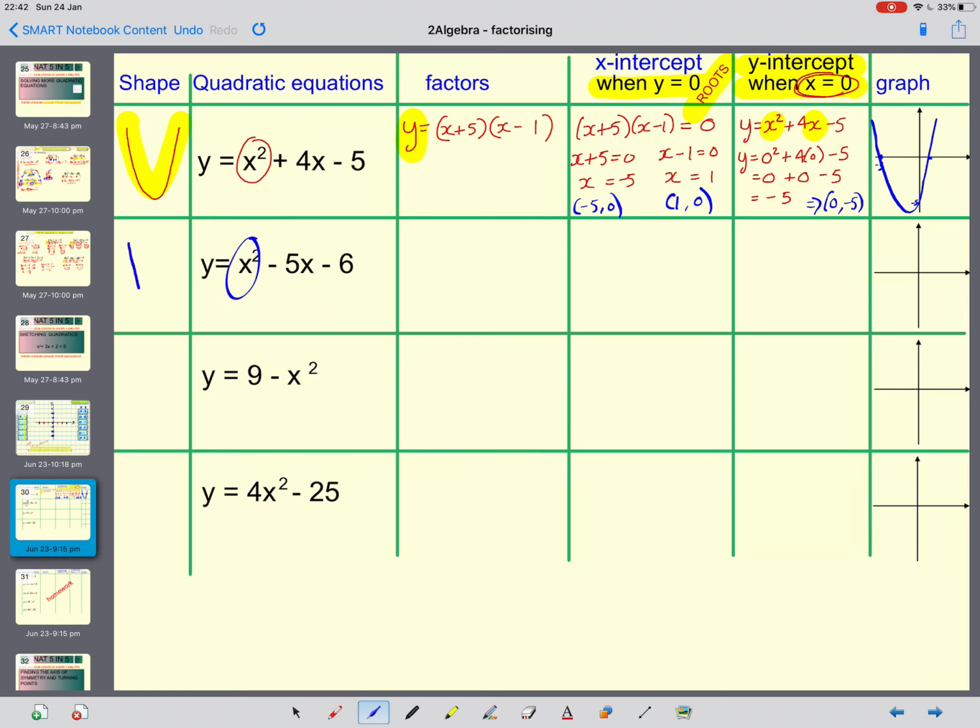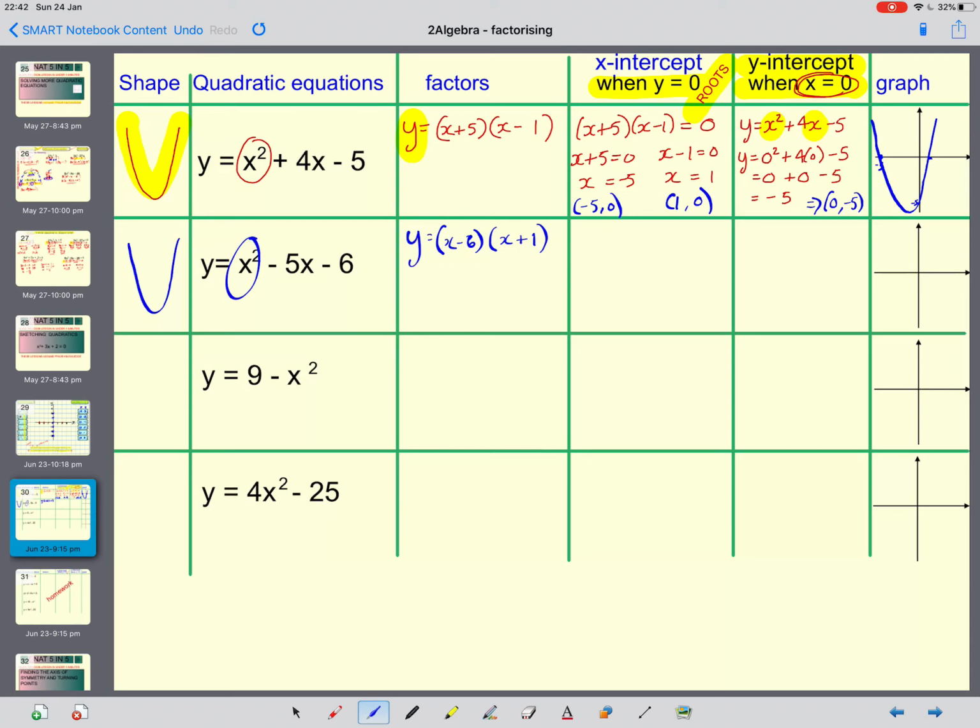So again, x squared, so parabola, it's in this shape here. We're going to factorise it. So the x and x. So 6 and 1. Yep. x squared is 6. Yep. Okay, so I'm just double checking that.